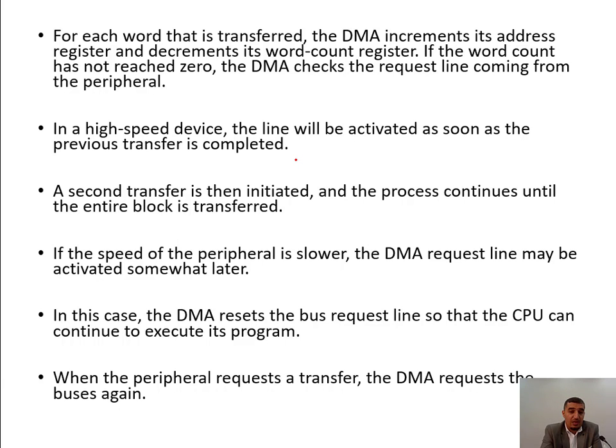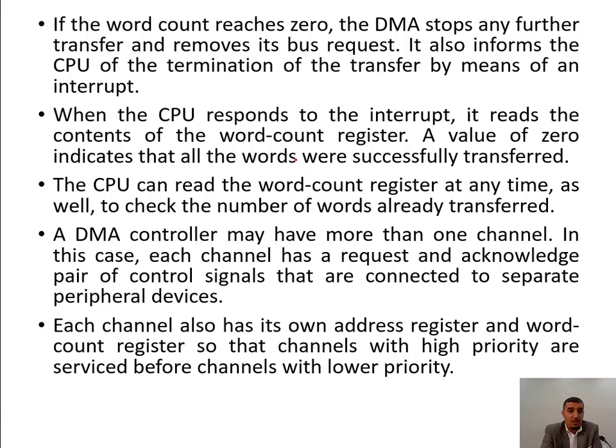In this case, the DMA resets the bus request line so that the CPU can continue to execute the program. When the peripheral requests a transfer, the DMA requests a bus again. If the word count reaches 0, the DMA stops any transfer and removes its bus request. It also informs the CPU of the termination of the transfer by means of an interrupt.